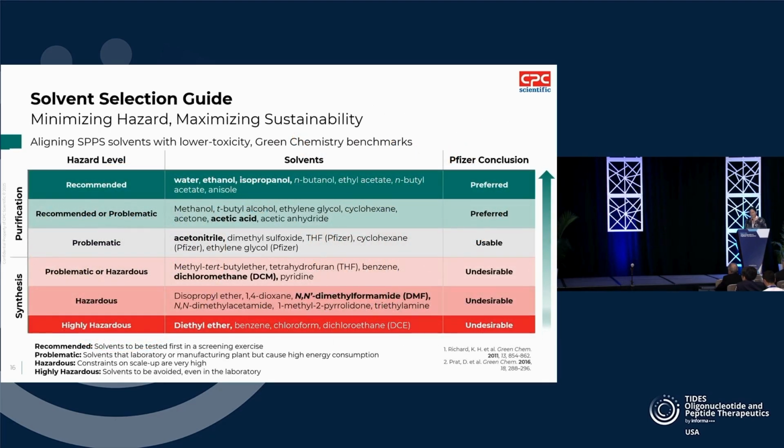So this is a solvent selection guide, and it really helps identify reagents to avoid or try to reduce in your process. The removal of these protection groups really requires large volumes of trifluoroacetic acid, TFA, which can result in much lower yields. It actually poses a very significant risk to the environment as well.